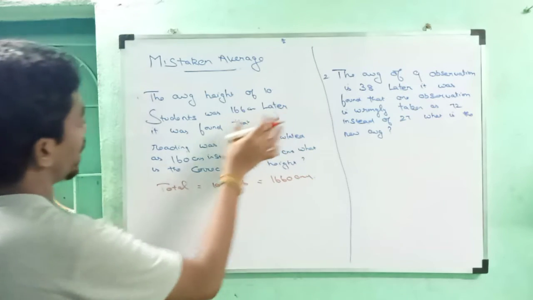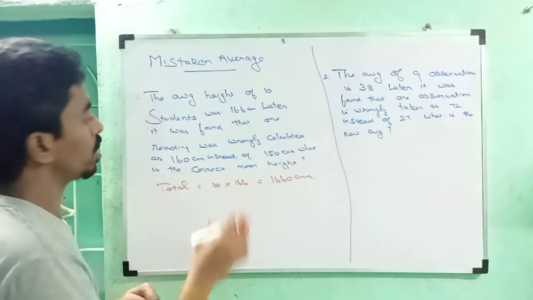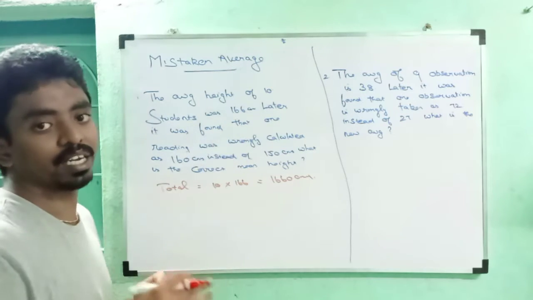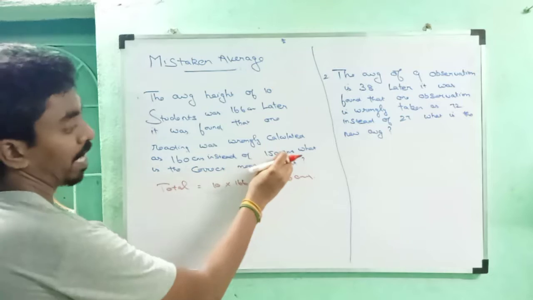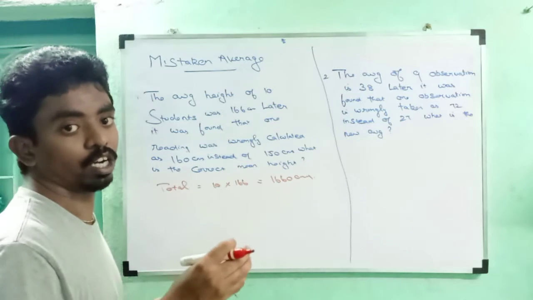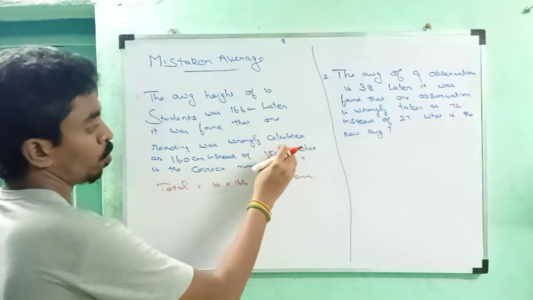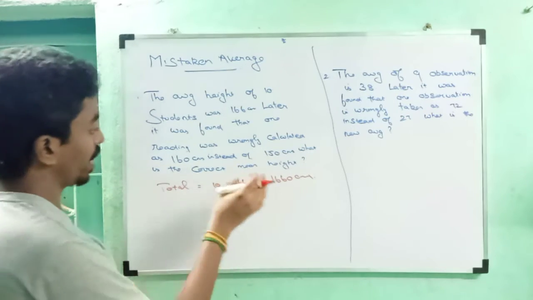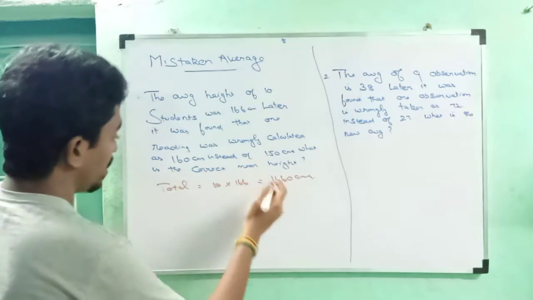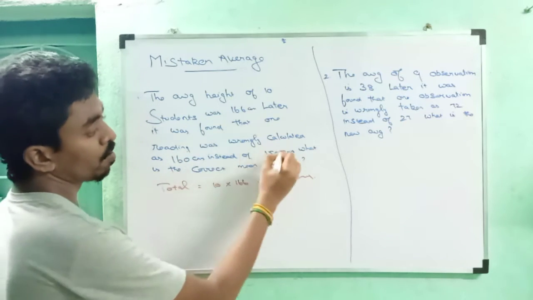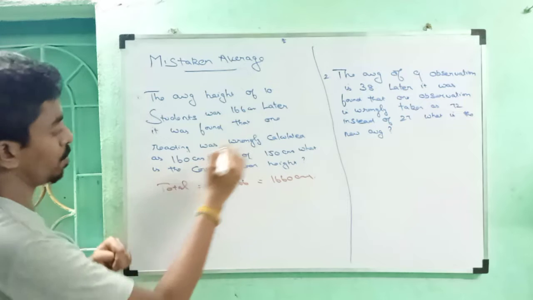In the second condition, later it was found that one reading was wrongly calculated as 160 cm instead of 150 cm. From this condition, we can easily understand that they have taken a wrong value to find the average. They should have taken 150 centimeters, but they have taken 160 centimeters. So we have to subtract 150 centimeters from 160 centimeters.